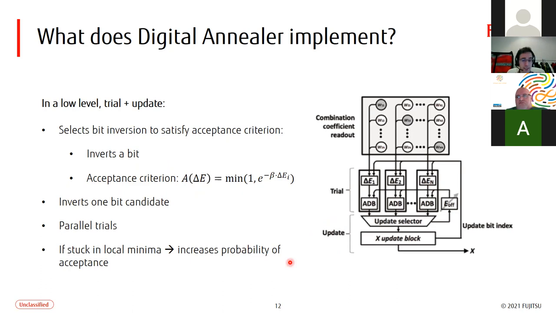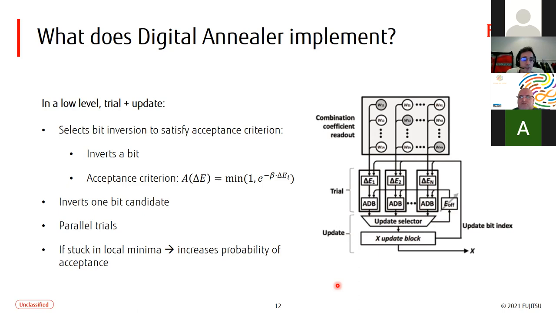So the bit that minimizes the most the solution value for our current solution will be selected for the next iteration, okay? So this is the way that Digital Annealer really works, inverting bits with the metaheuristic that we have seen before, and trying to get that solution that minimizes the energy function.